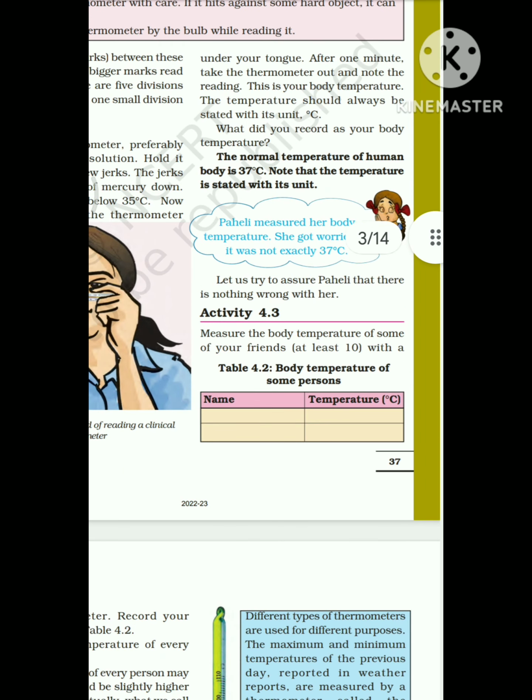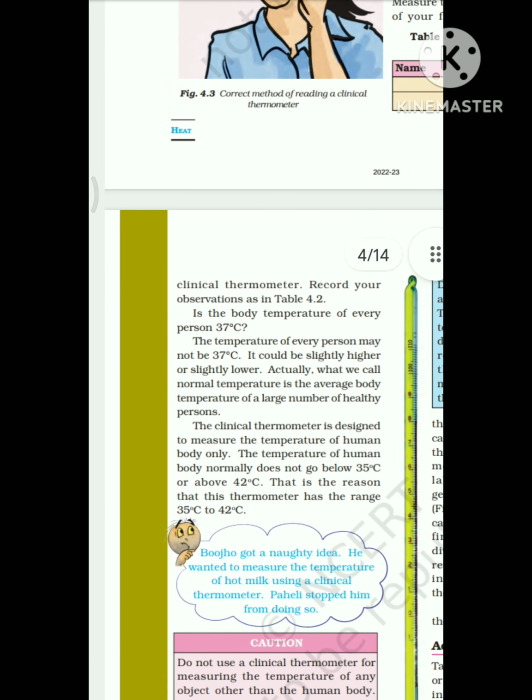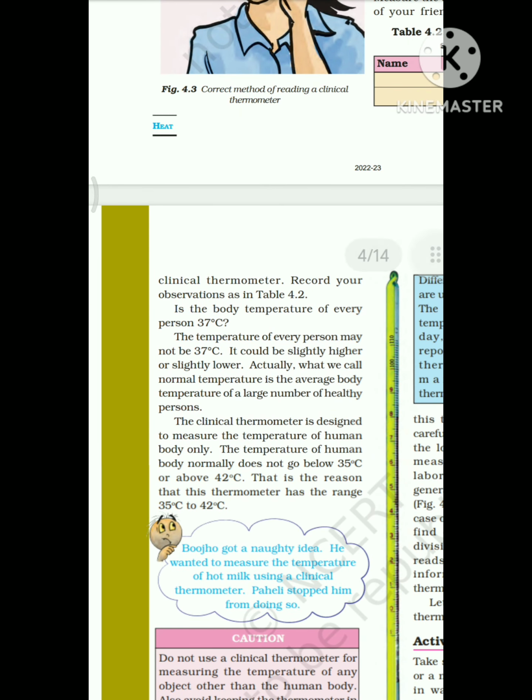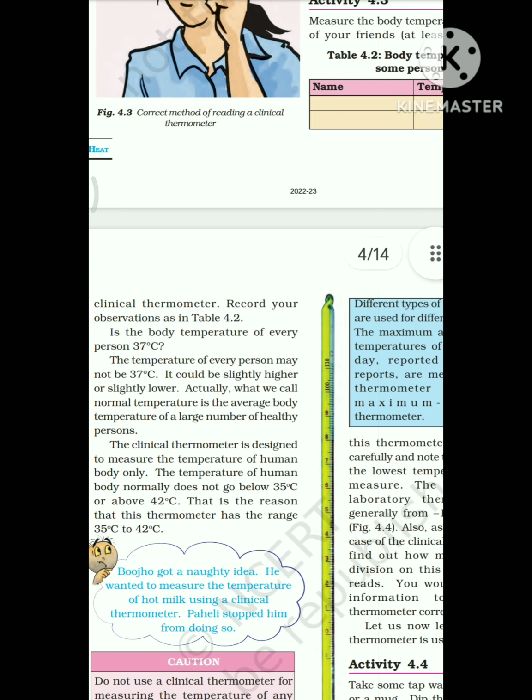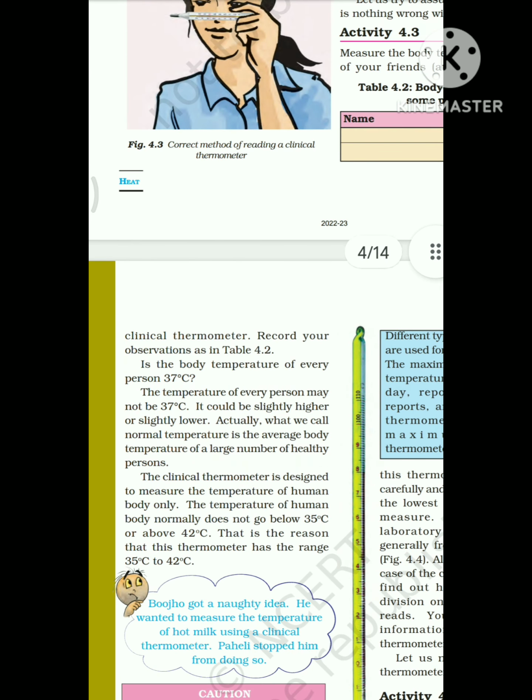Measure the body temperature of your friend with a clinical thermometer. Record your observation as in table 4.2. Is the body temperature of every human 37 degrees Celsius? The temperature of every person may not be 37 degrees Celsius. It could be slightly higher or slightly lower. Actually, what we call normal body temperature is the average body temperature of a large number of healthy persons.